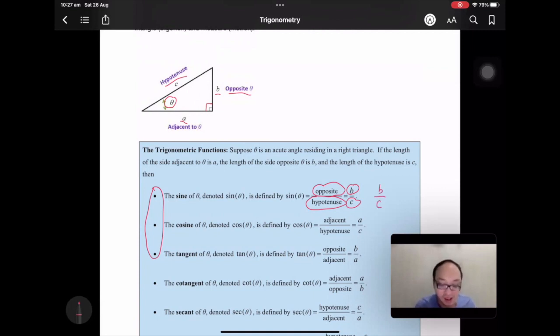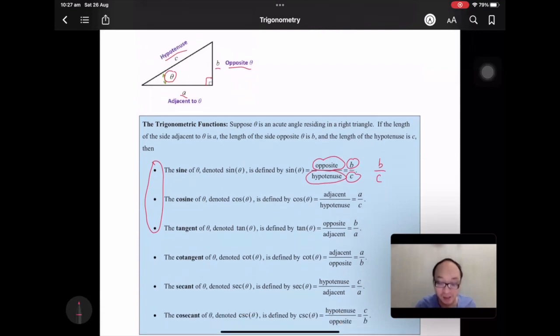The cosine of theta is the ratio of the adjacent side to the hypotenuse. So it's A over C. And the tangent of theta is defined as the ratio between the opposite side and the adjacent side. So it's B over A.